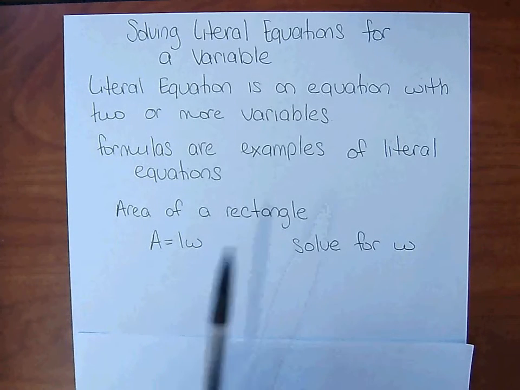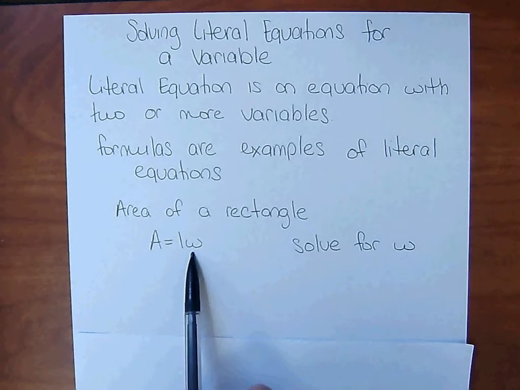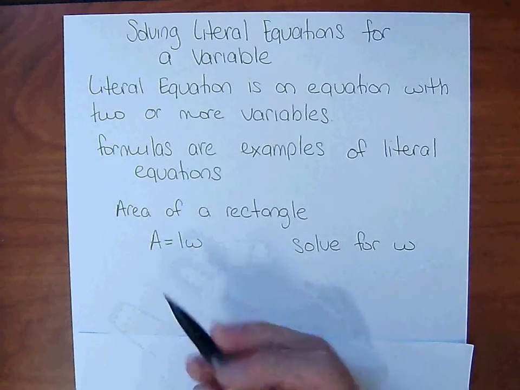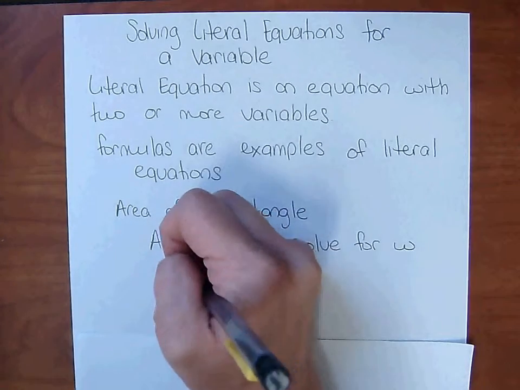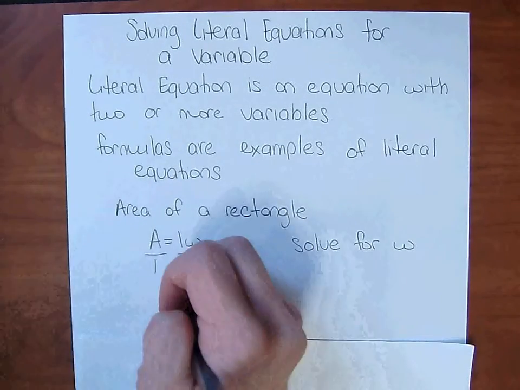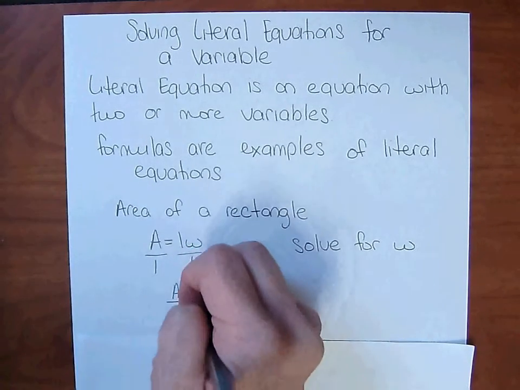So look at W. You are multiplying it by L. So the opposite of multiplying by L is dividing by L. Whatever you do to one side, you do it to the other side. So area over length equals W.